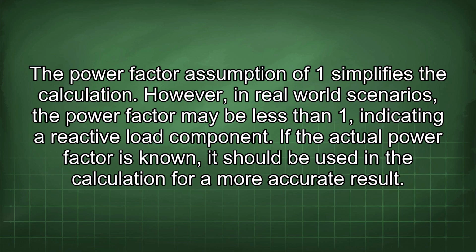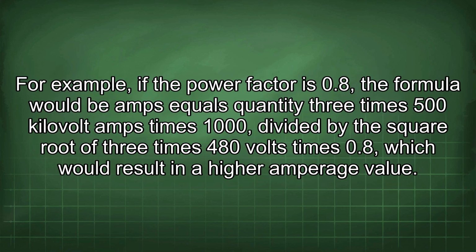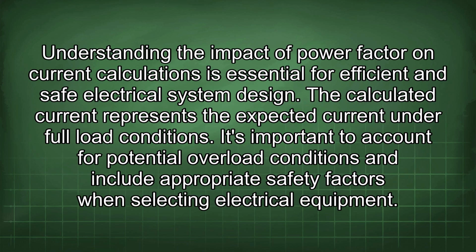The power factor assumption of 1 simplifies the calculation. However, in real-world scenarios, the power factor may be less than 1, indicating a reactive load component. If the actual power factor is known, it should be used in the calculation for a more accurate result. For example, if the power factor is 0.8, the formula would be amps equals quantity 3 times 500 kilovolt amps times 1000 divided by the square root of 3 times 480 volts times 0.8, which would result in a higher amperage value. Understanding the impact of power factor on current calculations is essential for efficient and safe electrical system design.